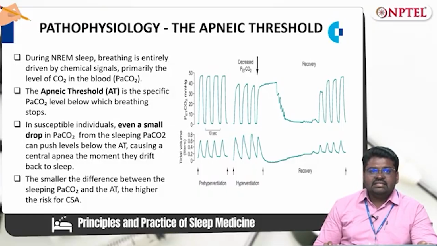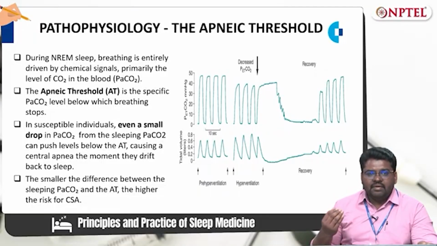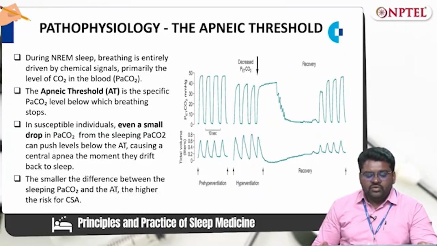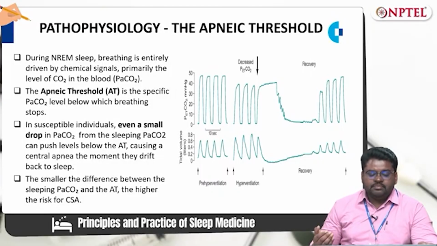But what happens is, in some cases, for a susceptible individual, there will be a small drop in partial pressure of carbon dioxide because of hyperventilation, or because of an obstruction, or because of any central conditions, due to which there will be a drop in carbon dioxide level from the sleeping carbon dioxide level, which pushes it below the apneic threshold, causing a central apnea the moment they drift back to sleep.